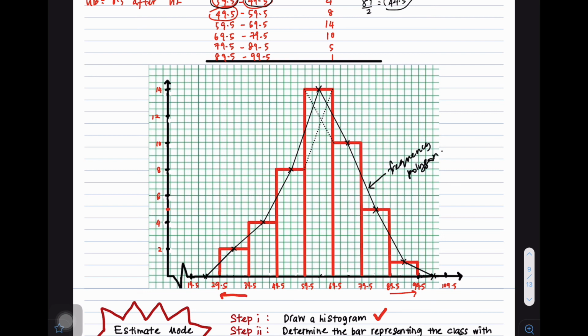Okay, just the connection of the midpoint for each class. It's just that you need to add one extra class before and after our class, because we want our line or our frequency polygon to touch the x-axis. Dia mesti touch x-axis. Therefore kita kena tambah satu extra class sebelum dan selepas. It's just that you connect the midpoint. Awak sambungkan midpoint for each histogram bars. So that one, the line here is called as a frequency polygon. Okay, so this one is the frequency polygon for our data. Alright.